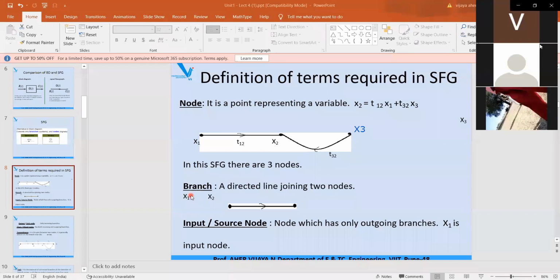So coming to the next term, that is branch. A directed line joining two nodes is nothing but a branch.